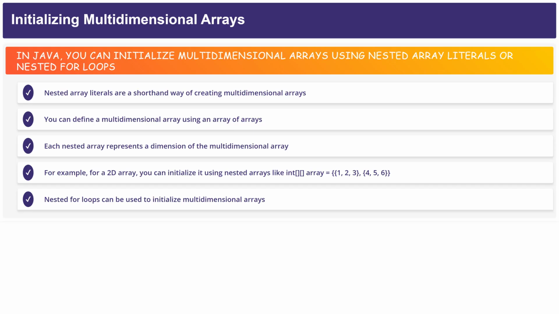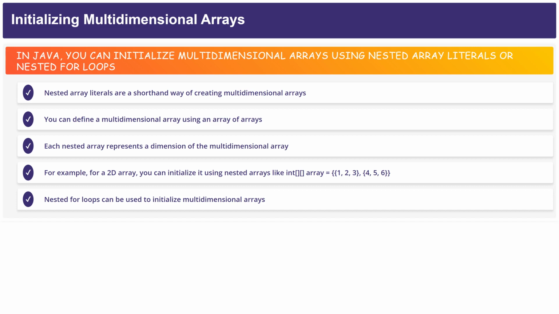Lastly, let's discuss the initialization of multidimensional arrays. In Java, multidimensional arrays can be initialized using either nested array literals or nested for loops. Nested array literals provide a shorthand way of creating multidimensional arrays. You can define a multidimensional array by using an array of arrays. Each nested array represents a dimension of the multidimensional array.